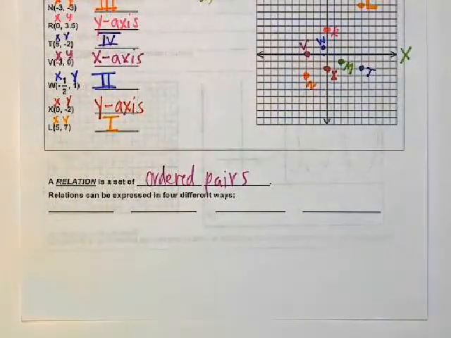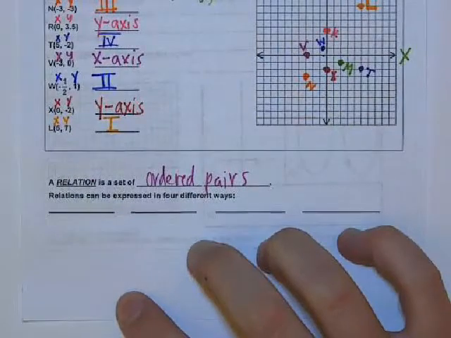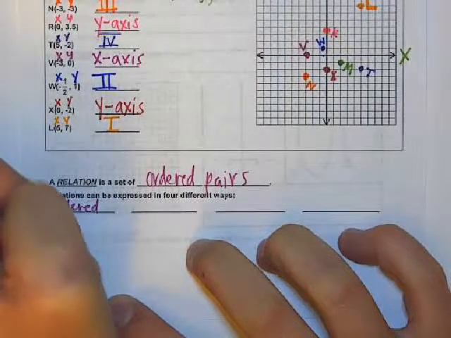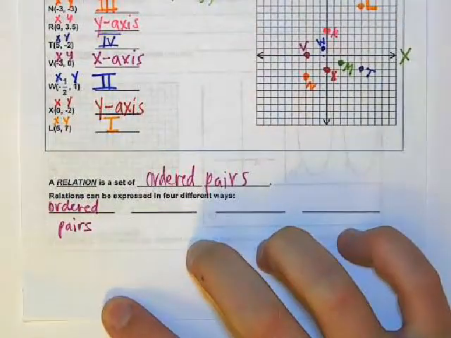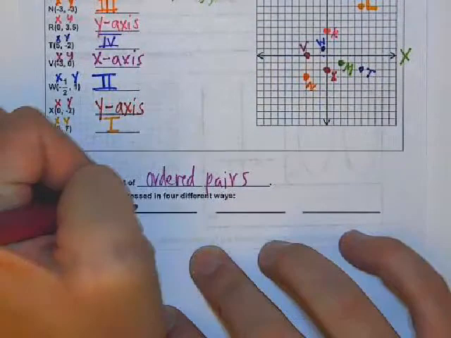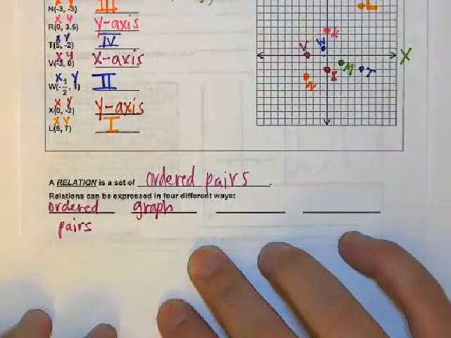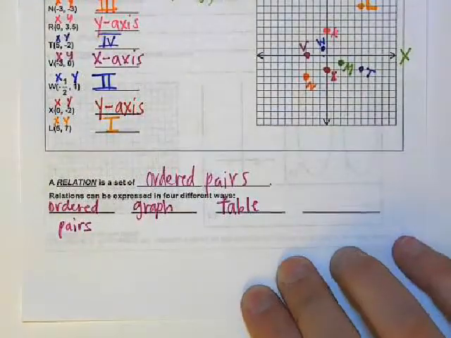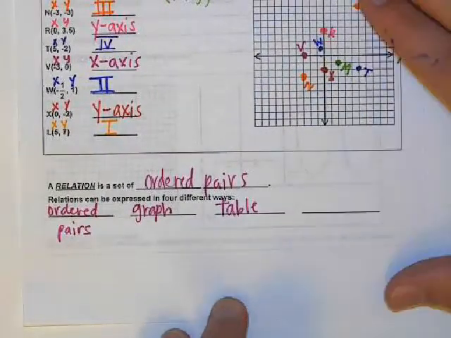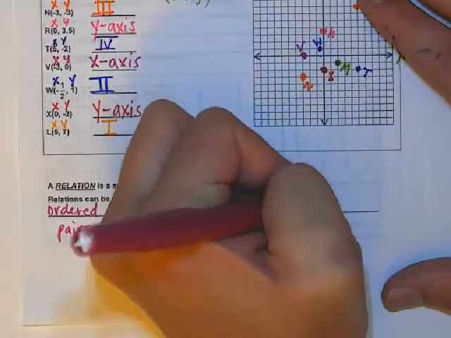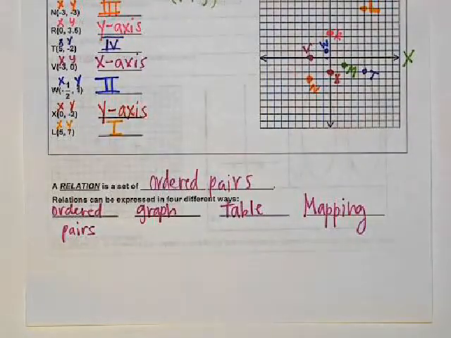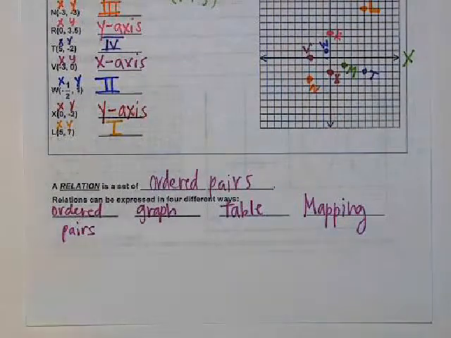A relation can be expressed in 4 different ways. It could be written out as ordered pairs. It could be a graph. It could be a table. It could be coordinates. And there's one new one that we're going to talk about today, which is mapping. I think you may have talked about it, Nathan. Okay, like I said, today's kind of a review day. Make sure we know what we're doing before we move on.